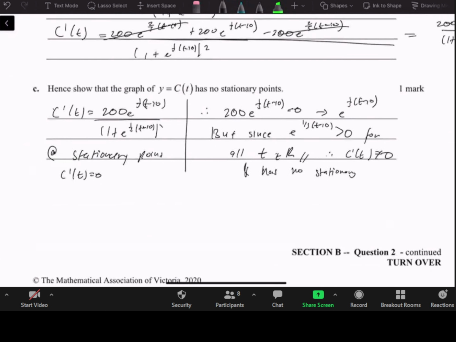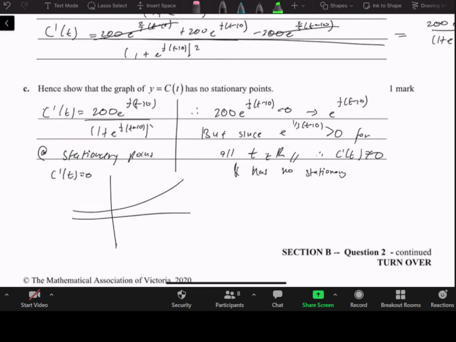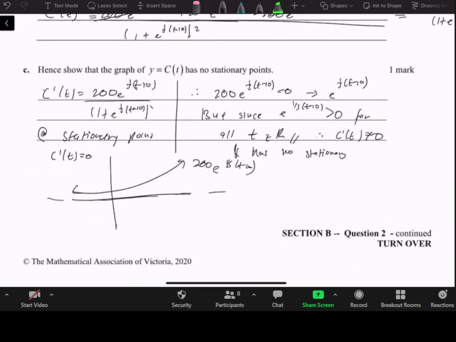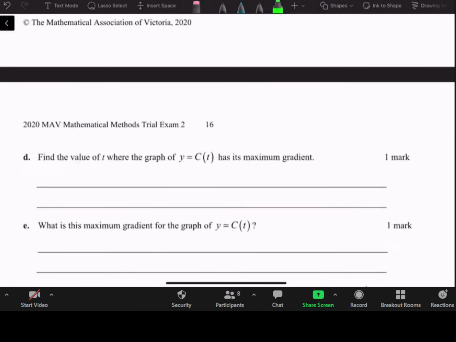So basically you just have to show to the examiners that you understand that C'(t) is dependent on this equation, 200 e^(1/5 t - 10) equals 0. So if this ever equals 0, then there will be a stationary point, but as you can see, it's an exponent, so it will never equal 0. So you just have to explain that, and it should be fine. Maybe you want to draw a graph to prove why this is true, but yeah.